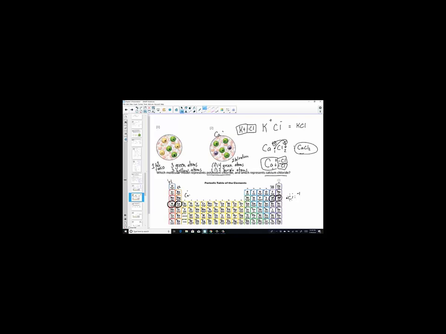So for every 1 calcium, there's 2 chlorides in figure 2. For every 1 potassium, there's 1 chloride in figure 1. We have the 1-to-1 ratio. For every 1 K, there's a Cl ion. For every 1 calcium ion, I see twice the number of greens for chloride. Good work!